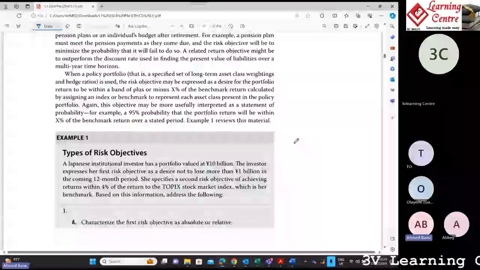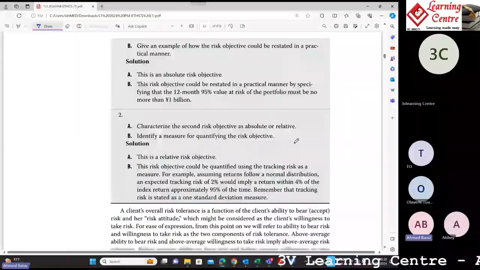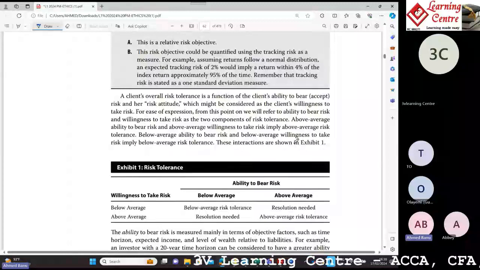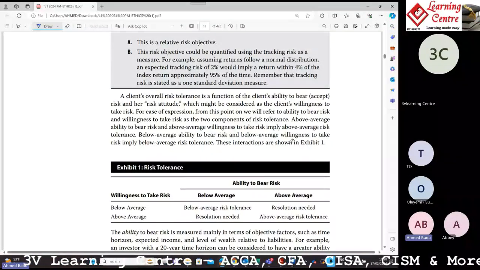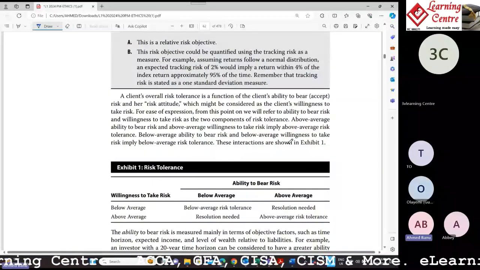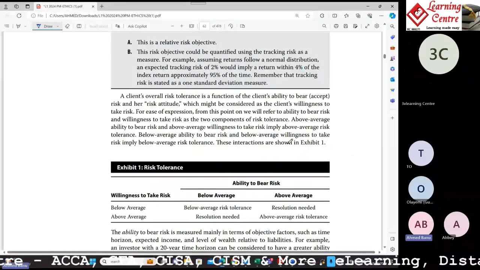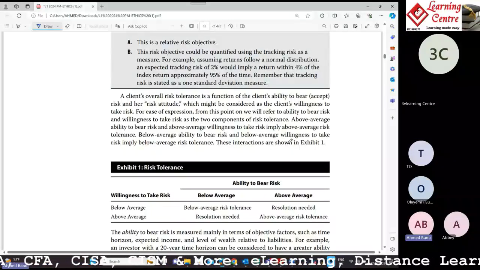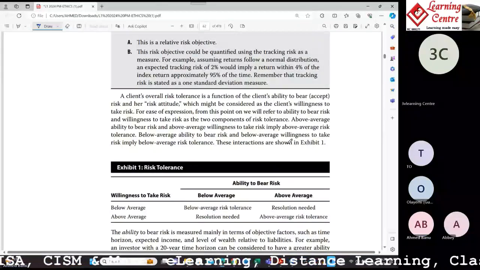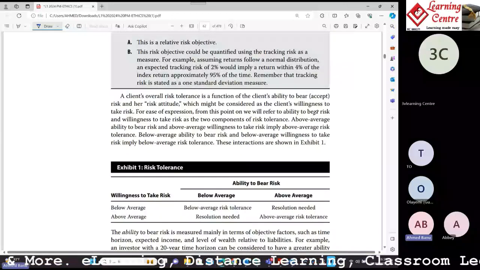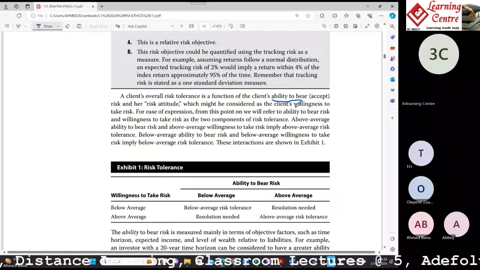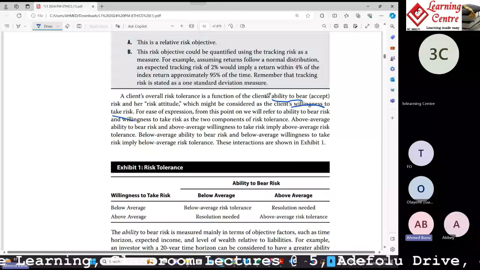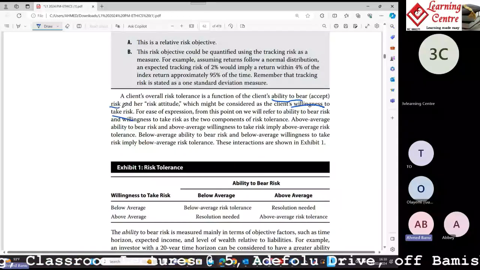But like I said, your risk objective must flow from your risk tolerance. So let us now talk about risk tolerance. And like I said, your risk tolerance is the amount of risk that the portfolio manager or the investor needs to take in order to achieve his objective. Now, your risk tolerance is driven by two factors: ability to bear risk and willingness to take risk.